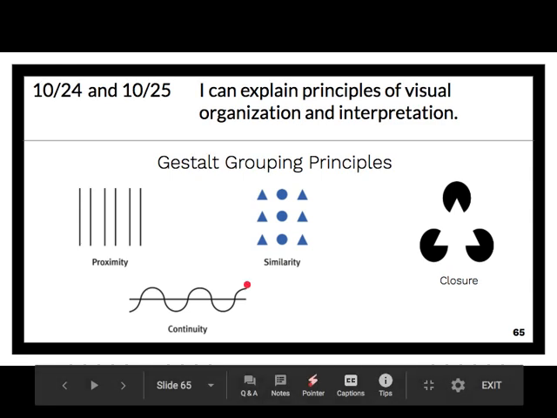And then finally, we have connectedness. Okay, so we see these almost like 3 barbells instead of 6 circles and 3 lines.